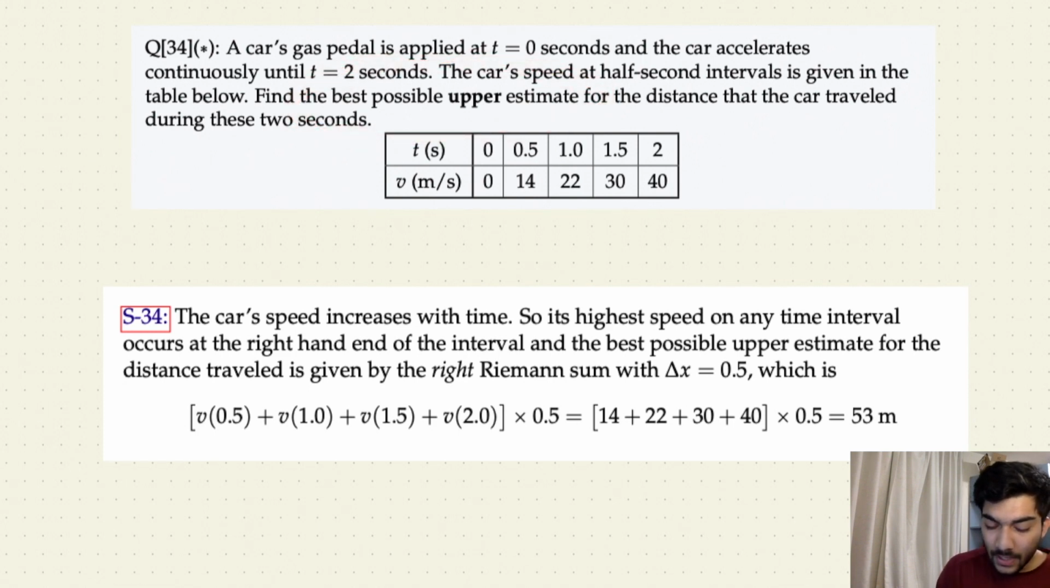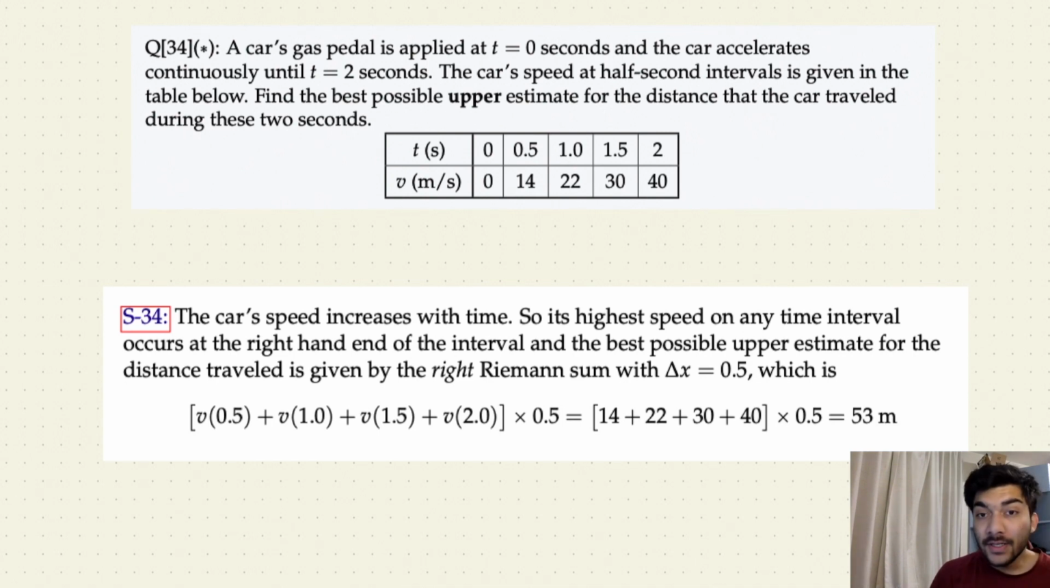And in this case, since I have to calculate the best possible upper estimate, I know that I'll have to take my right hand Riemann sum, because when my function is increasing, my right hand Riemann sum gives me an overestimate, which would be equal to the best possible upper estimate in this case. So I'll basically take the right hand Riemann sum, which in this case would be calculated by taking the last four velocity values from the table and multiplying it with the time interval. And since the time interval is same in all the cases, I'll take the sum of my last 4 velocity values and multiply it with 0.5 in order to get the best possible upper estimate in this question.